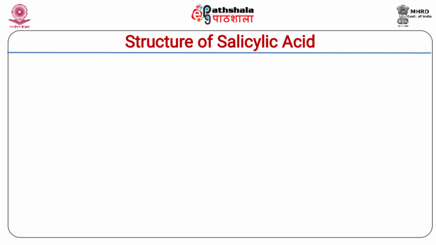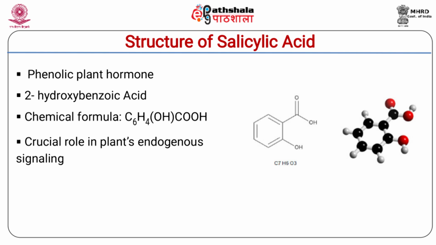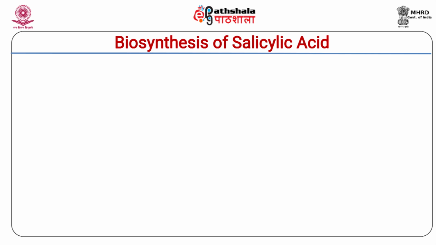Salicylic acid is a phenolic phytohormone which was first isolated from the extract of bark of white willow, Salix alba. Chemically, it is hydroxybenzoic acid. Salicylic acid plays a crucial role in plants' endogenous signaling involved in mounting the local as well as systemic acquired resistance against pathogen.